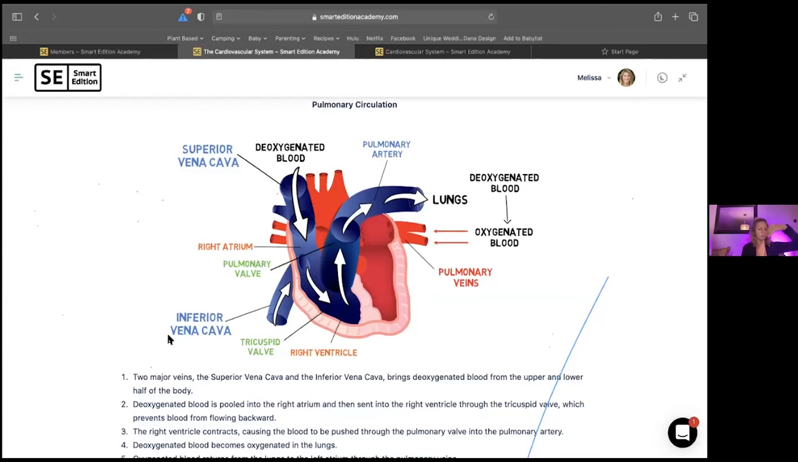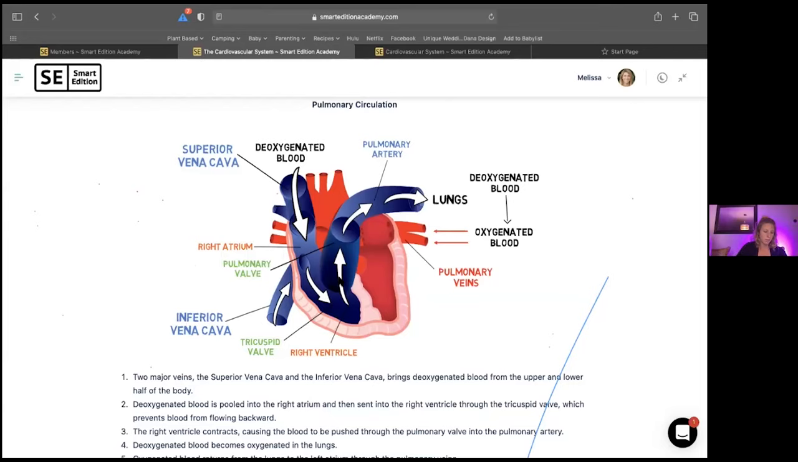From top to bottom, they're going to meet at the heart, and then they empty that oxygen poor blood into the right atrium. It's kind of right about here, right atrium of the heart. The blood leaves the right atrium, goes into the right ventricle, and enters the pulmonary trunk, which splits into two pulmonary arteries because we have two lungs.